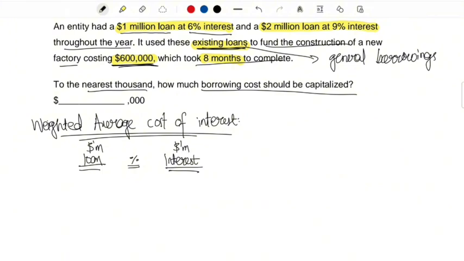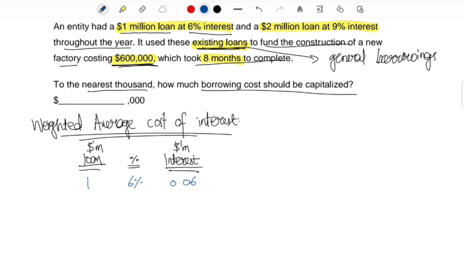So how much is the loan? 1 million loan. What is the interest rate? 6%. So can you tell me annually on the 1 million loan, how much interest do we have to pay? Well, we have to pay $0.06 million. How did I calculate this? By simply taking 6% of the 1 million loan.